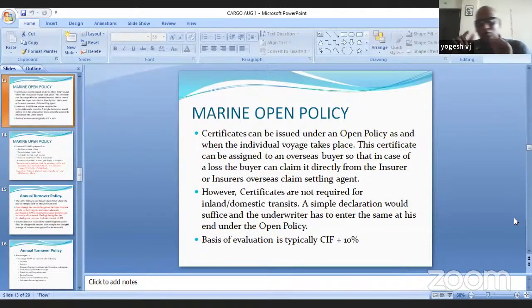So don't mistake this CIF with that CIF. It is cost, insurance and freight. Yes, plus 10% is what I told you earlier. It covers the profit margin, incidental charges, a lot of different charges are there. That will comprise the total claim. Sometimes you will see that the basis of valuation is CFR. That is only cost and freight has to be paid. Nothing else has to be paid.